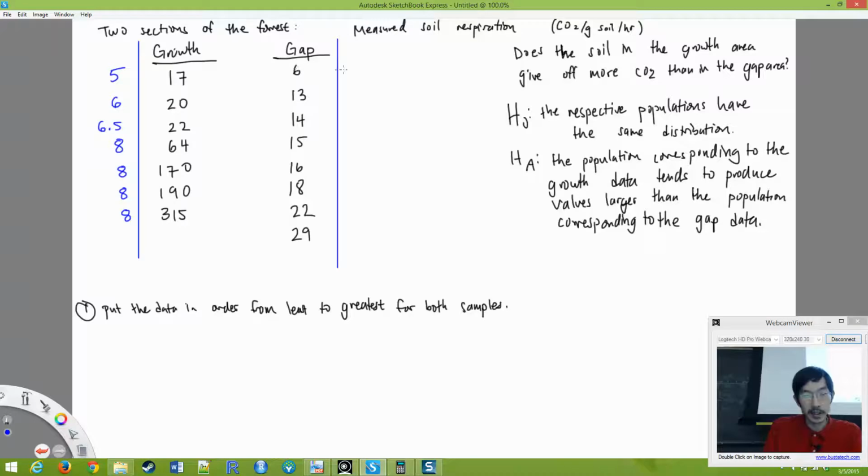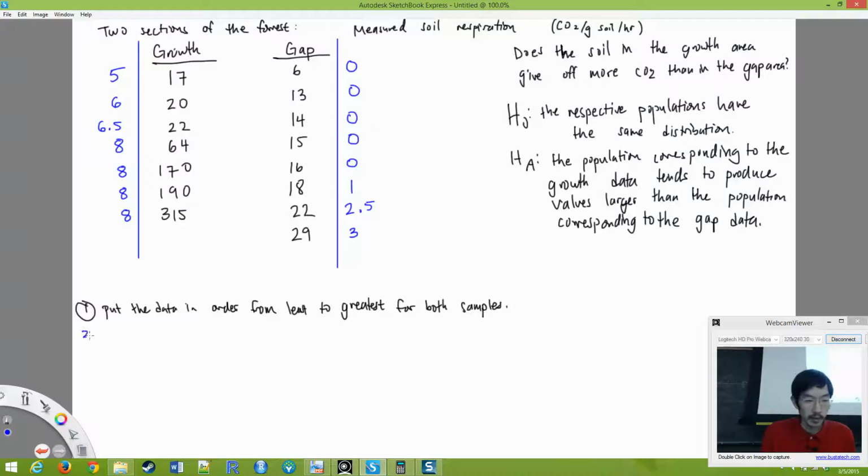Okay. We do the same thing on the other side. Okay, we look at the 6. How many numbers in the growth data are smaller than 6? 0. Okay, and we just go through and we do this for all of the bits of data. 18 has 1 number that's smaller. 22 has 2 and a tie, so we write 2.5, and then we have 3 numbers that are smaller than 29.